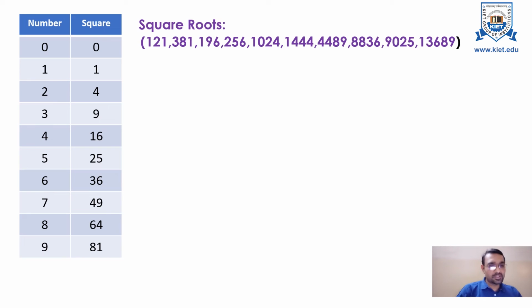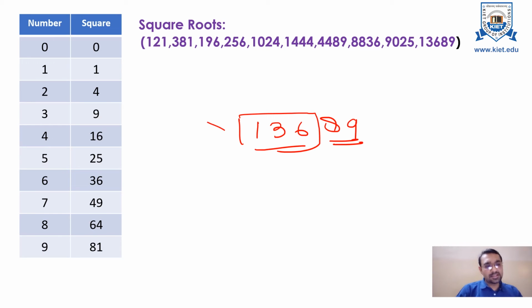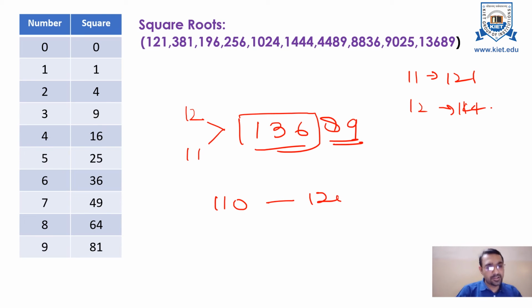Okay, now try for the next number, 13689. Just leave the last two digits. So now you are left with 136. 136 will lie between the square of 11 and 12. Square of 11 is 121 and square of 12 is 144. So you can say the square root of 13689 must lie between 110 and 120.